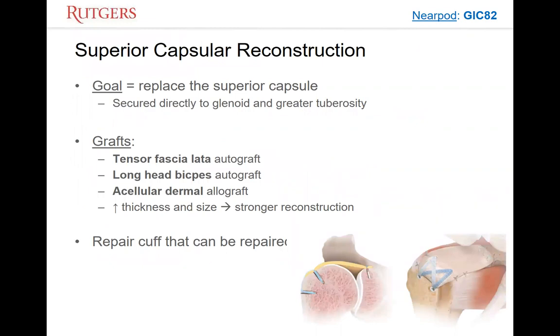This aims to replace the superior capsule by securing a graft directly to the glenoid and greater tuberosity, thereby preventing superior migration of the humeral head. It's gained popularity in the last decade. Similar to graft augmentation of the partial repairs that we discussed earlier, the superior capsular reconstruction uses primarily tensor fascia lata autograft, long head biceps autograft, or an acellular dermal allograft. And it's been found that increasing thickness and size of the grafts results in stronger constructs. Parts of the rotator cuff that can be repaired should still be repaired, and the graft can then be secured to that remaining intact cuff.